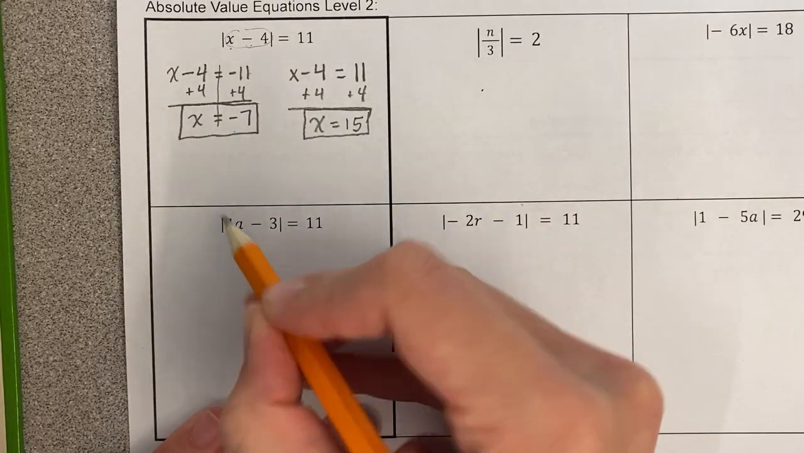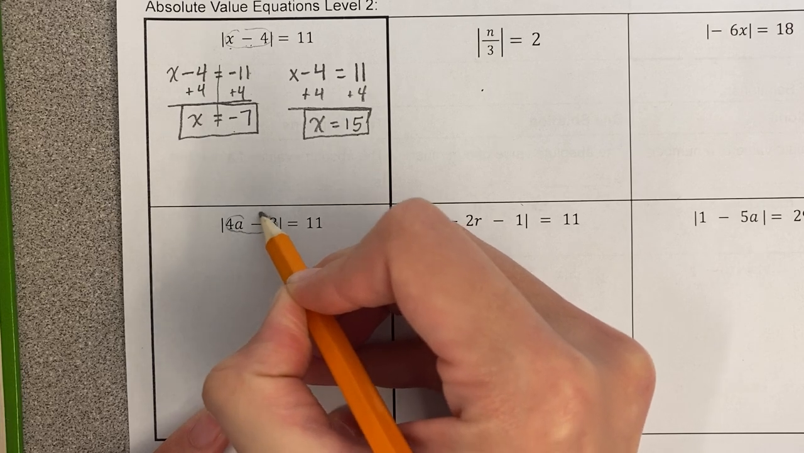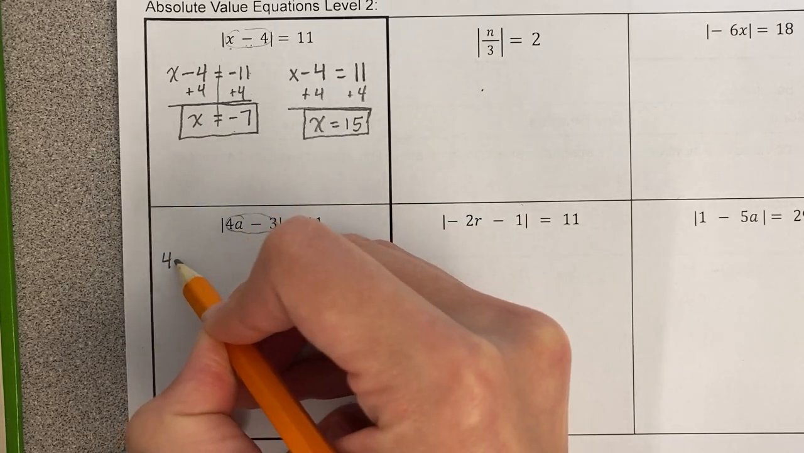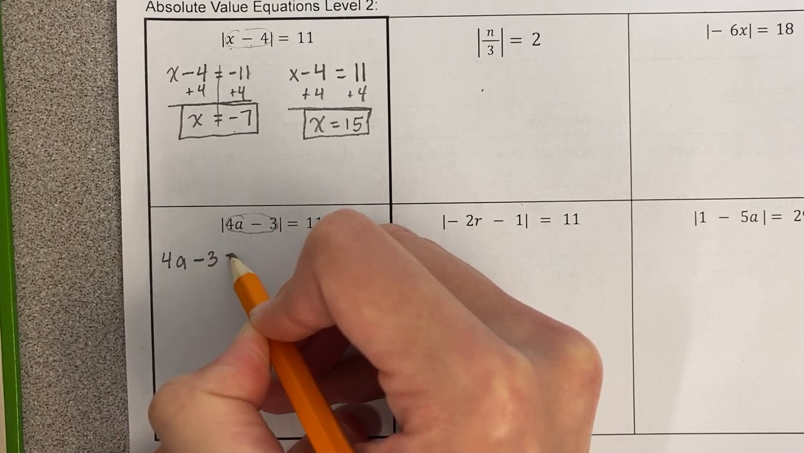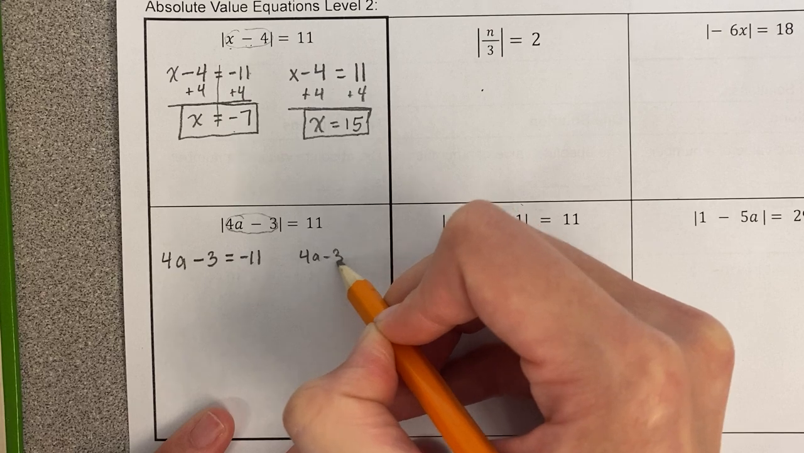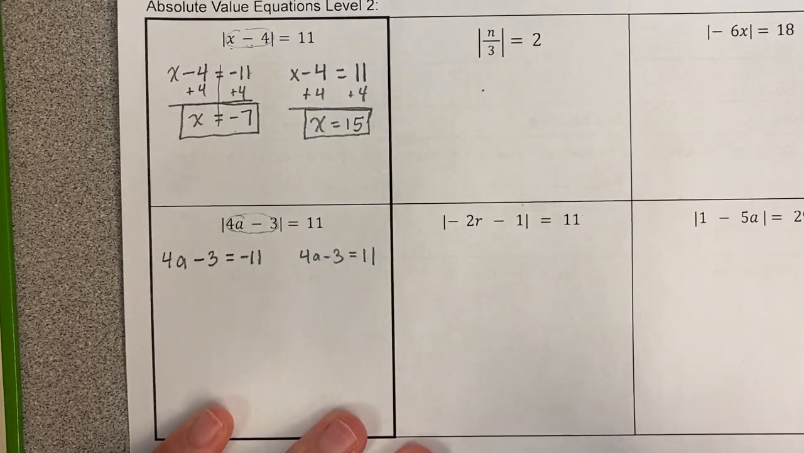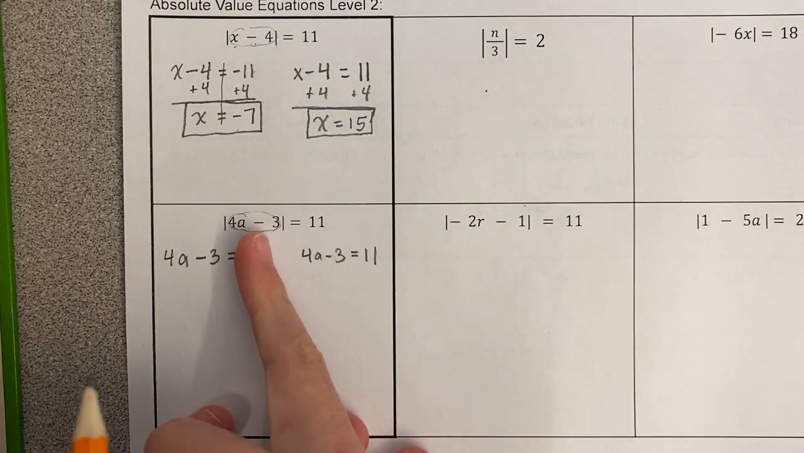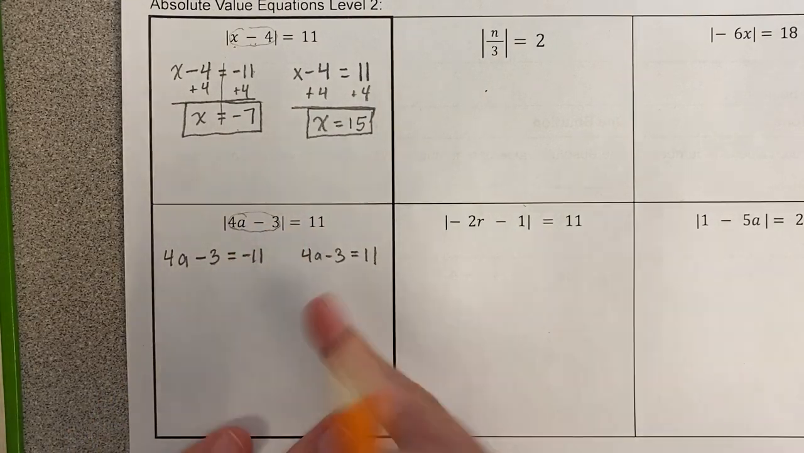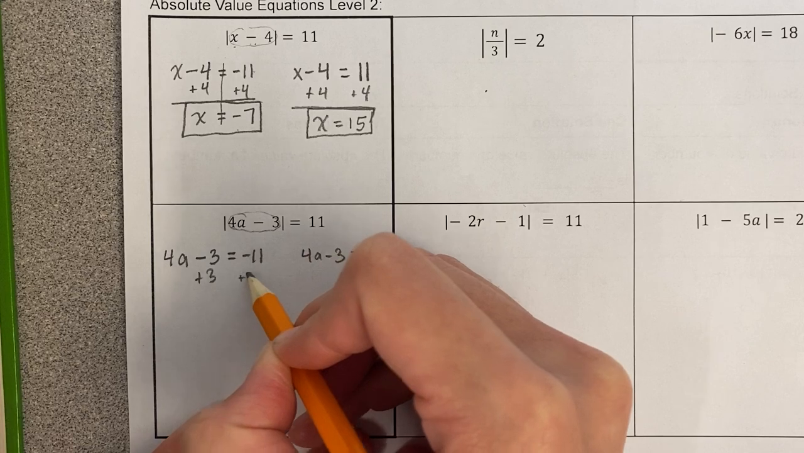Okay, let's look at this one. The same is true. Whatever is inside here either equals negative this number or positive this number. So 4a minus 3 either equals negative 11 or 4a minus 3 equals positive 11. We're going to take what's inside the absolute value and create two equations, one where it's negative, one where it's positive. Now we solve.